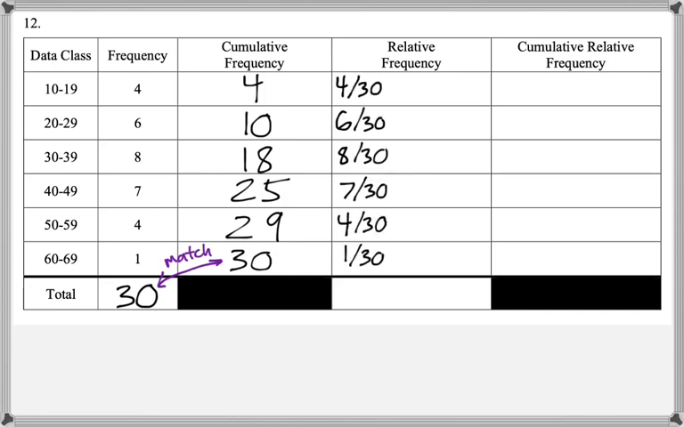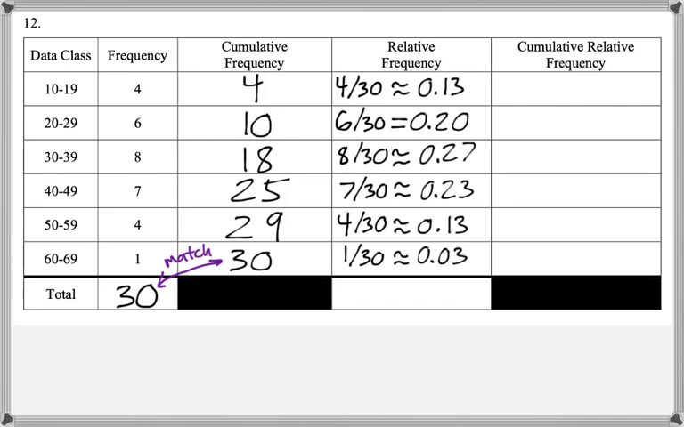And if you are reporting your answer as a fraction, then these would be your answers. If you are reporting them as a decimal, they would be 0.13, 0.20, 0.27, 0.23, 0.13, and 0.03. So these are all rounded to 2 decimal places.